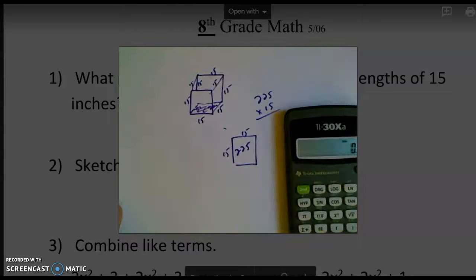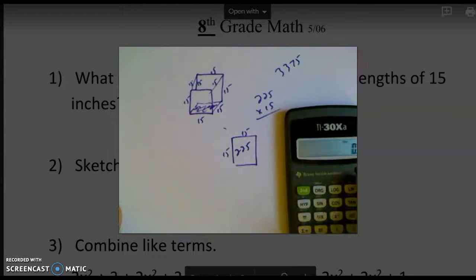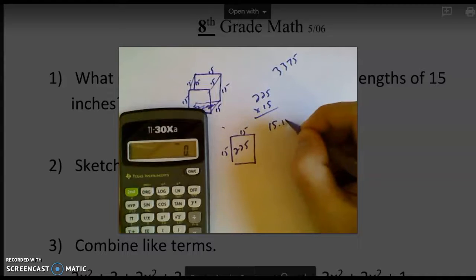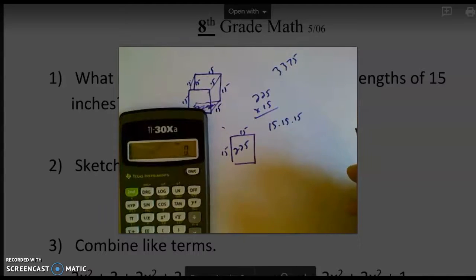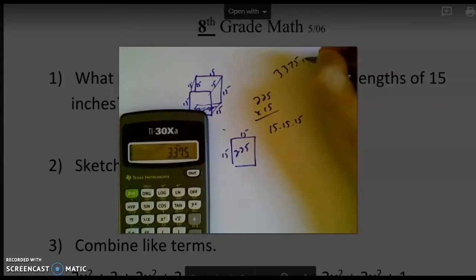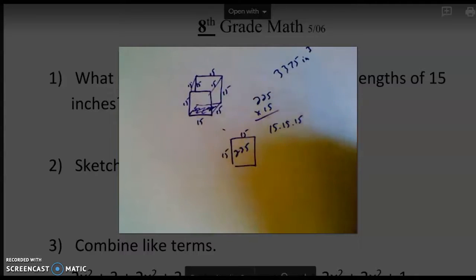So in this case, 225 times 15 is 3,375. Of course, because it's a cube, you also could just say length times width times height, and 15 times 15 times 15, of course, gives you the same result. And because we have to label it correctly, we would do inches to the third power because it's the volume of a three-dimensional shape.